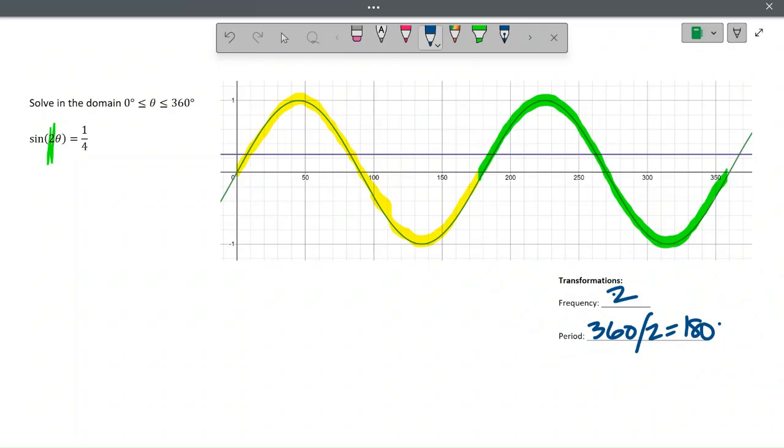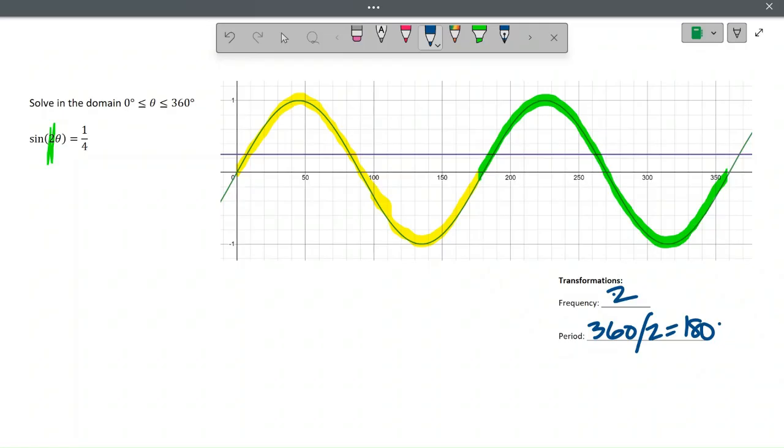You can also see that our domain is from 0 to 360 degrees, and I've color-coded every complete wave. So our first wave within this domain is color-coded yellow. Our second wave is color-coded green. So you can see the 2 waves that happen within the 360-degree period.